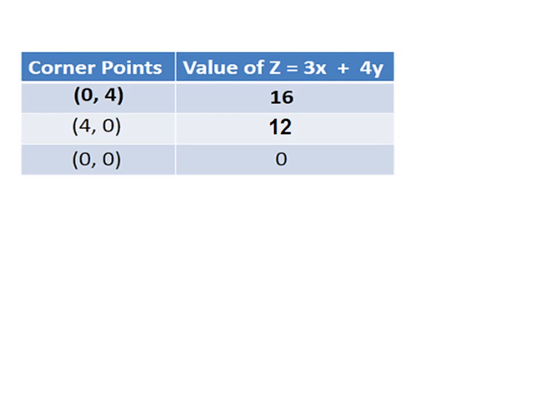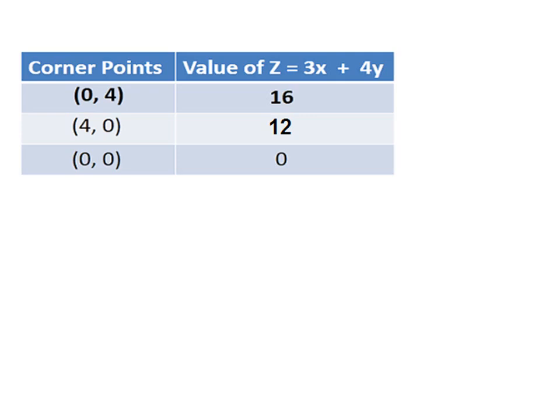For the second point, x is 4 and y is 0. Substituting the values, we get 3 into 4, 3 fours are 12, and 4 zeros are 0. So the answer is 12. The z value is 12. The third, very obvious answer is 0, because the origin has both x and y as 0. So 3 zeros are 0 plus 4 zeros are 0. The total answer is 0.